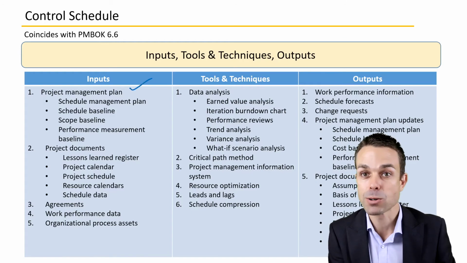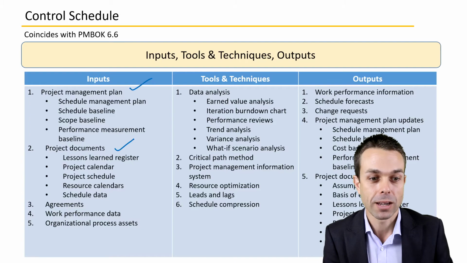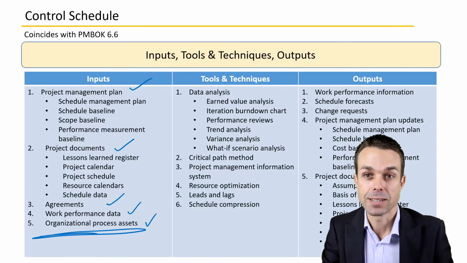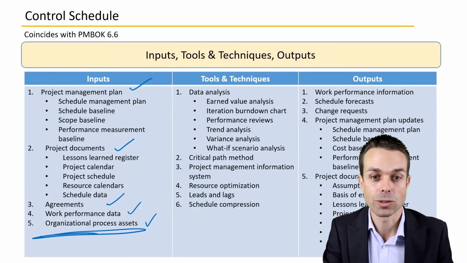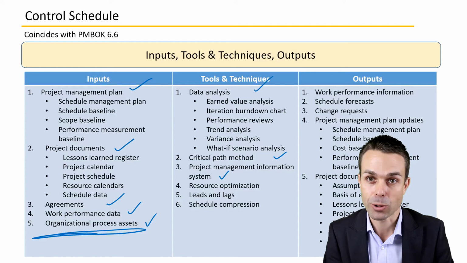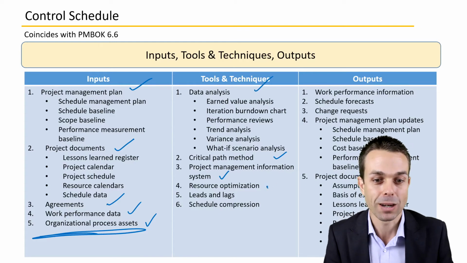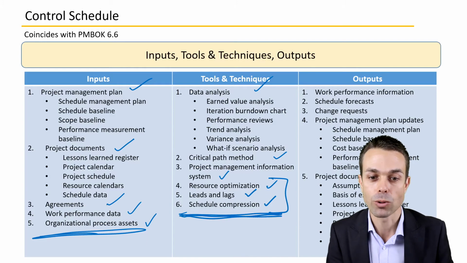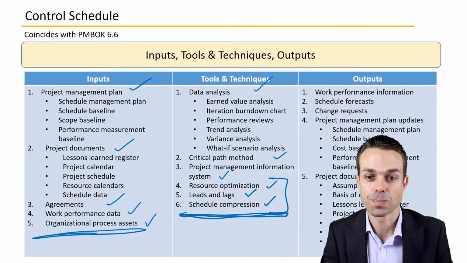Inputs, tools and techniques, and outputs for controlling our schedule. Inputs are project management plan, the project documents, agreements that have been made, work performance data, and organizational process assets or templates. Data analysis as tools and techniques, we'll see the critical path method again. Project management information system, where we gather all of the information about how our project is tracking. Resource optimization, leads and lags, and schedule compression. And we have seen these techniques before, and these are just a continuing part of controlling and analyzing our schedule.